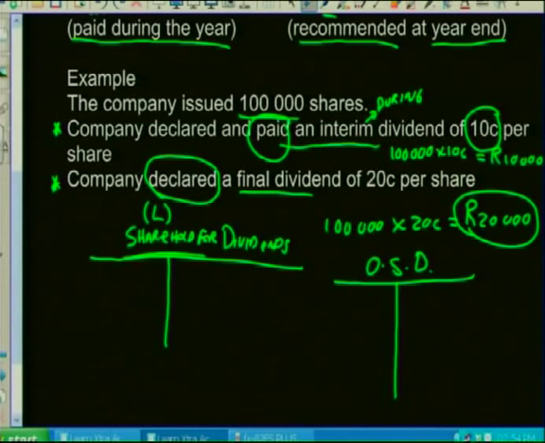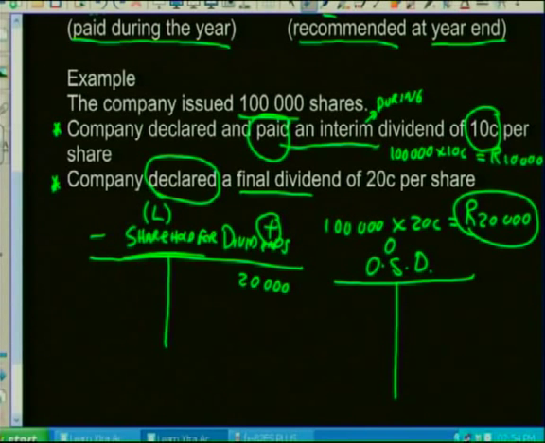Shareholders for dividend is a liability, liability minus plus. I am owing, hence my liabilities are increasing, or the company's liabilities will be increasing by this 20,000. So the account that gets credited will be your shareholders for dividends.